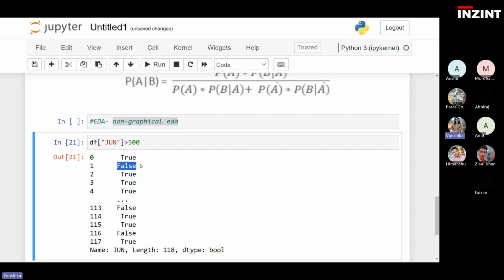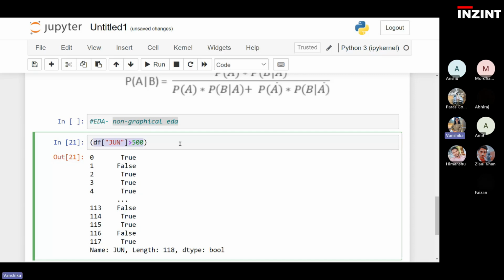Now, in order to calculate the probability, I should have a specific number: how many times it was more, how many times it was less. Right? So right now, calculating these true and false instances is difficult for me. So what we are going to do, we are going to encode this column into ones and zeros, one for true and zero for false. And then we are going to calculate where the ones are coming, and we'll be able to get the instances of how many times rainfall was more than 500 millimeter.